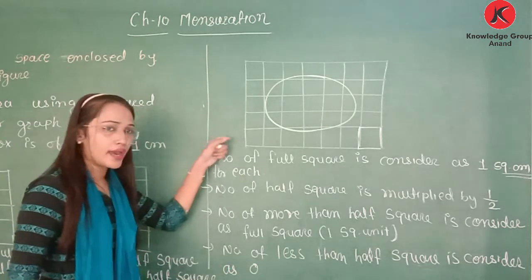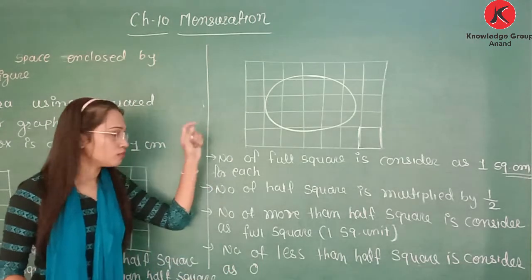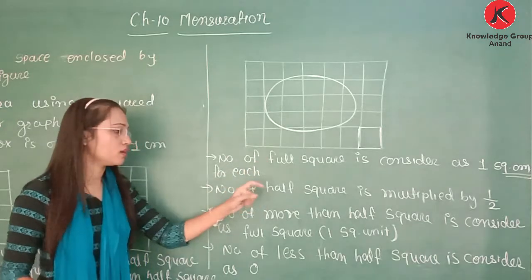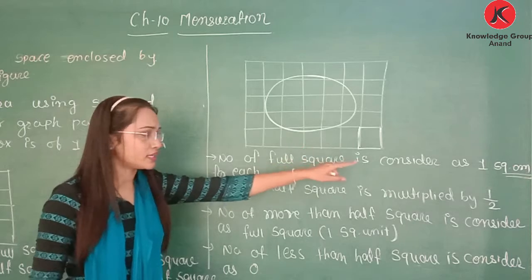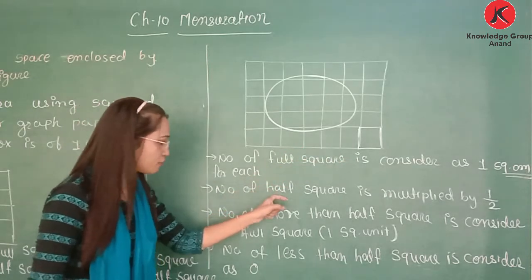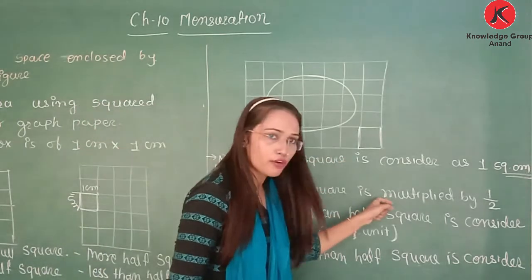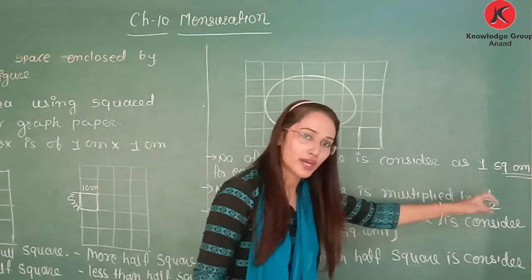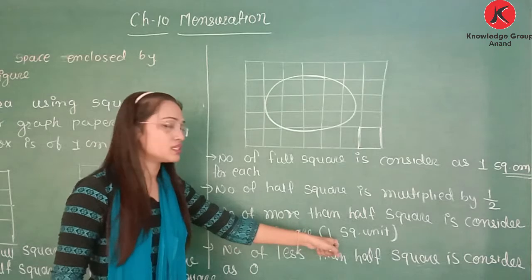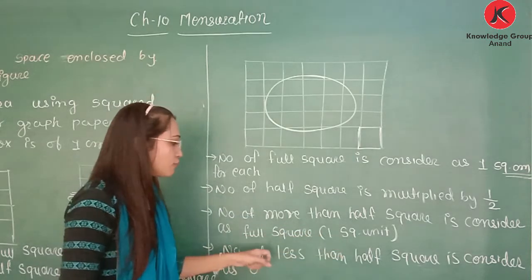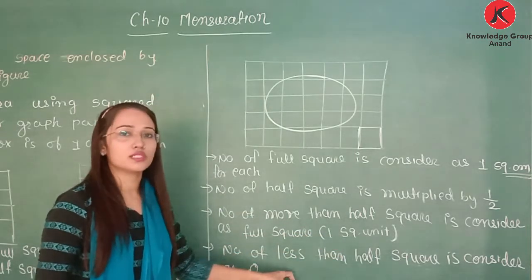It means in any figure you need to find 4 things: full square, half square, more than half and less than half. If it is full square, then it is 1 square unit. If it is half square, then find the number of half square and multiply it with 1 by 2 to find the area. If it is more than half square, then it is considered as a 1 square unit. If it is less than half square, then we need to consider it as a 0.